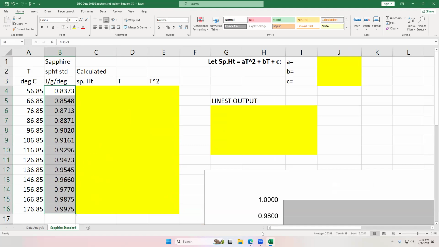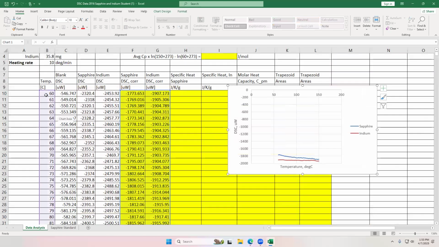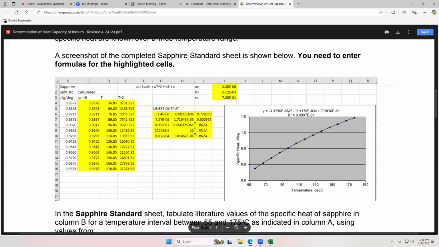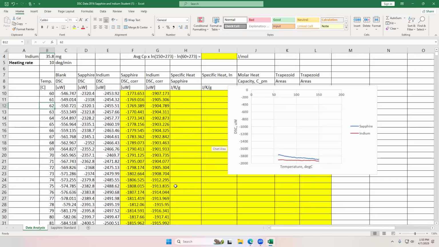But we need to be able to calculate what the specific heat is at 60, 61, 62. So what we need to do is get an equation that we can use to do that calculation. What we're going to do is fit this data to a second order polynomial. Notice here in the handout, it shows you what it should look like. And so let's do that.